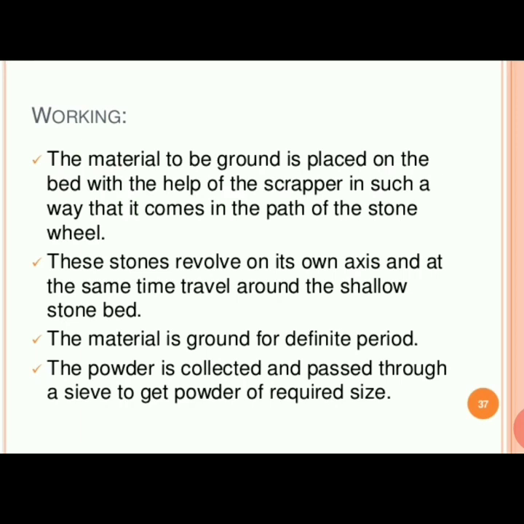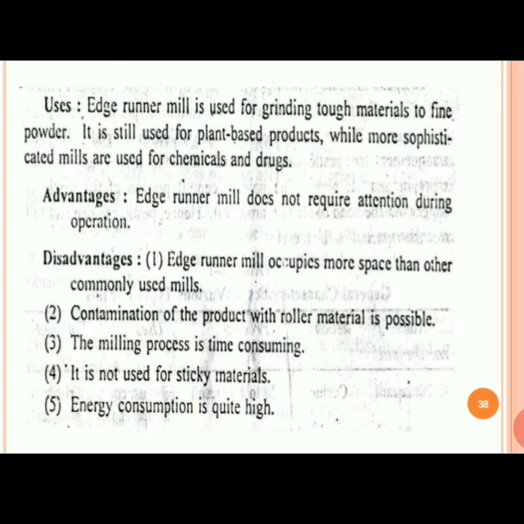Then the next point is the uses. It is used for tough materials, also for plant based products, and also for chemicals and drugs. Then what are the advantages? This edge runner mill does not require attention during operation.